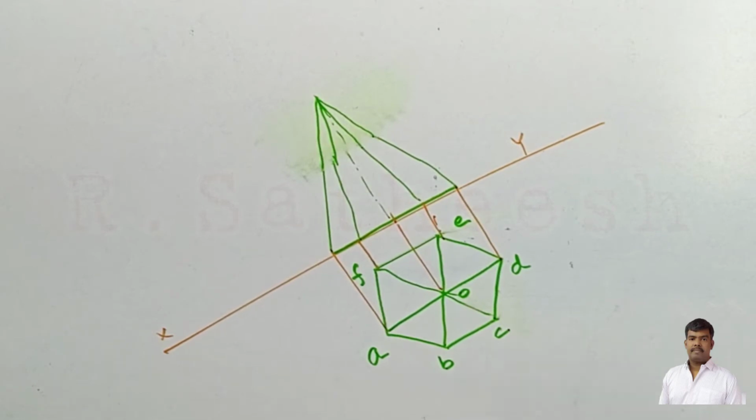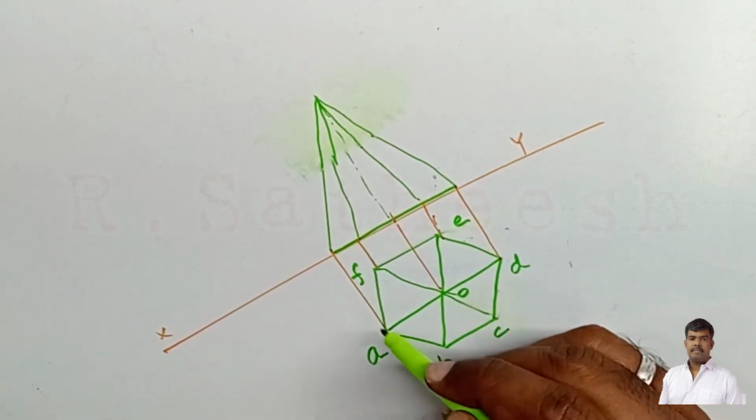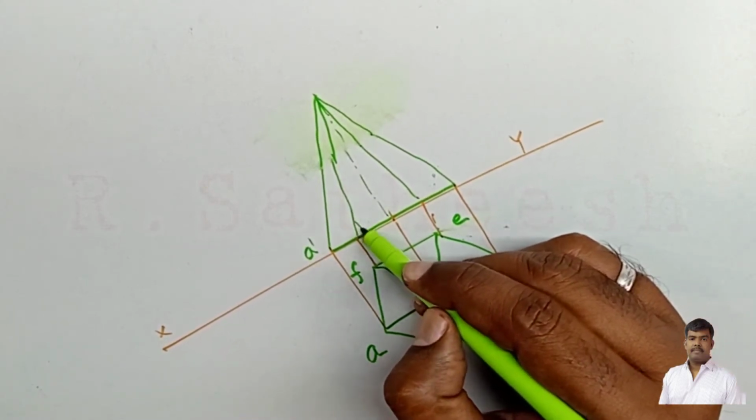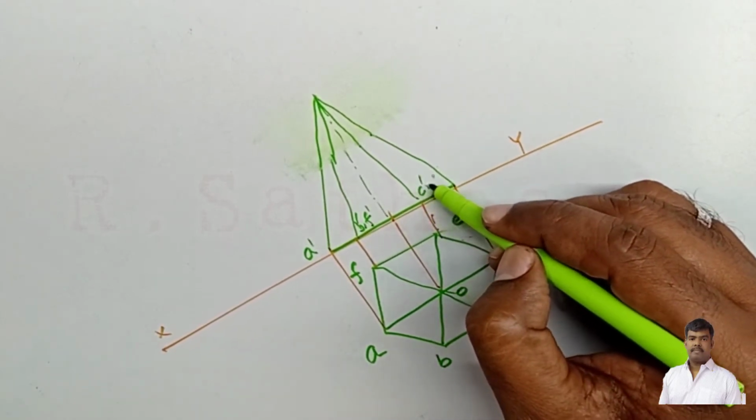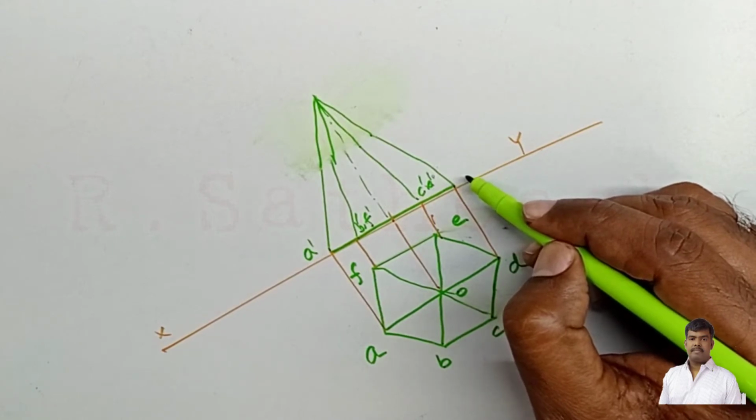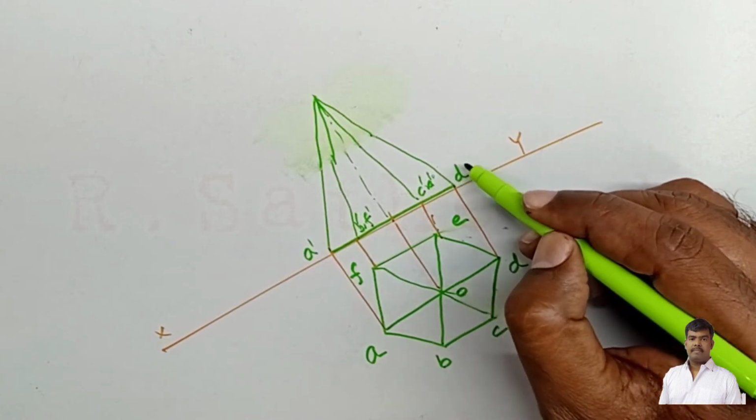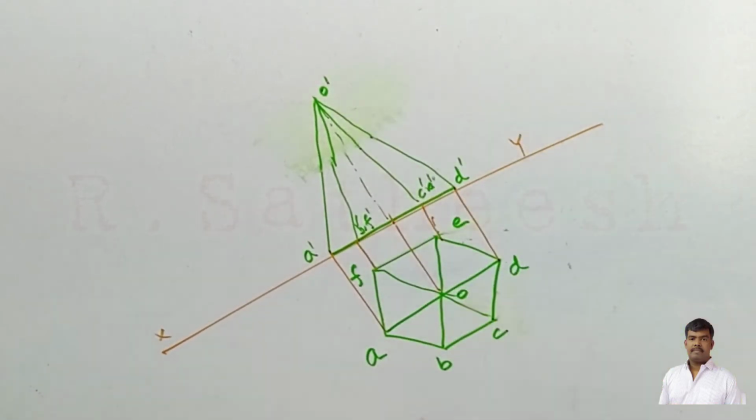Clear? So before the cut, this portion is A dash, this is B dash comma F dash, this one is C dash and E dash, this one is D dash, and this is apex O dash. Clear? Right. So this is the front view and top view over.